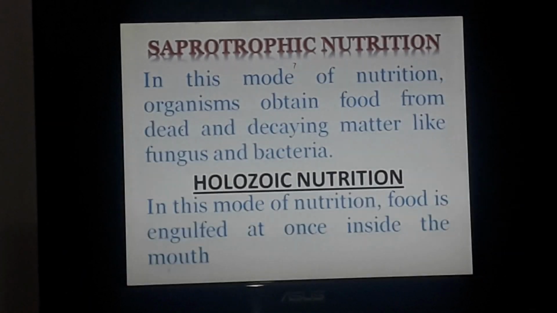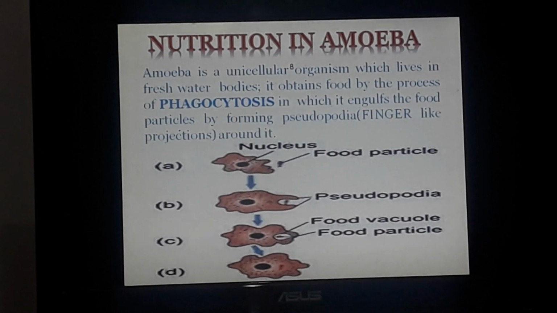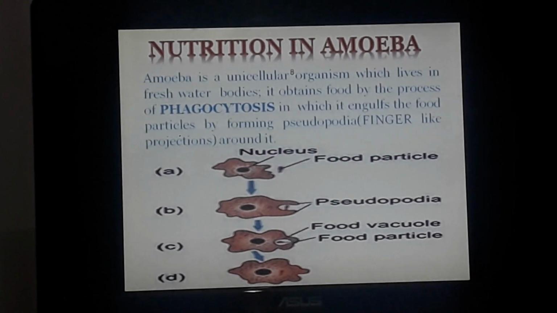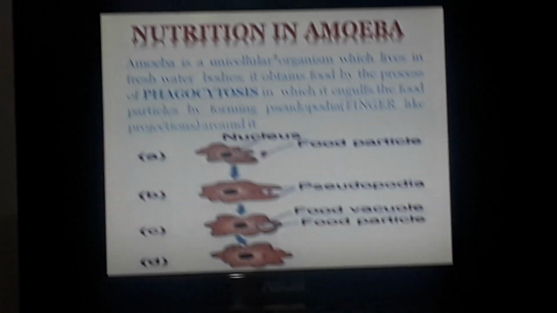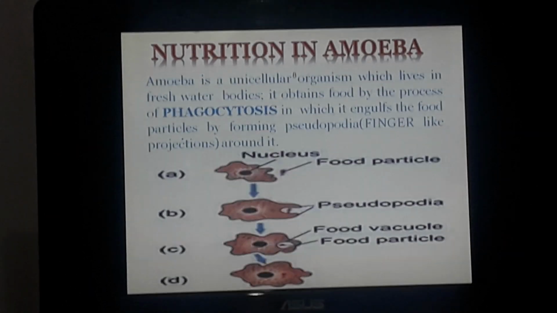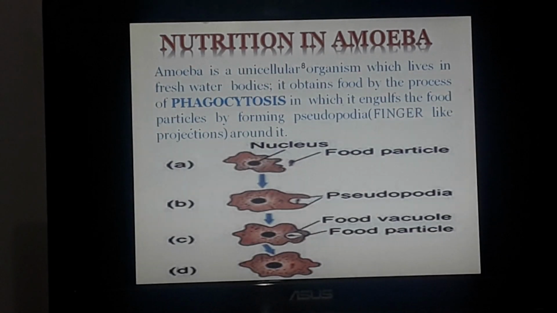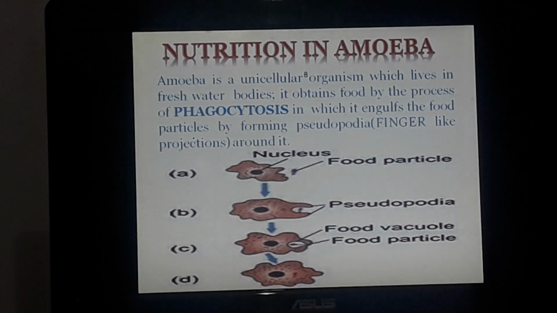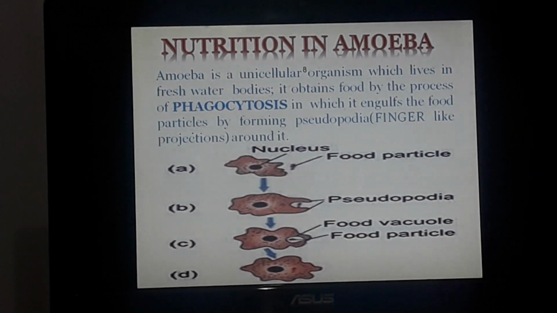Based upon the concept of holozoic nutrition, we will go to a very important topic called nutrition in amoeba. As you know, amoeba is a shapeless animal. It has an irregular shape and it is a unicellular organism, often found in freshwater bodies like ponds and lakes. If you see the shape of amoeba in the diagram, you can see that it has an irregular shape, does not have a fixed shape of its own, and it obtains food by the process of phagocytosis.